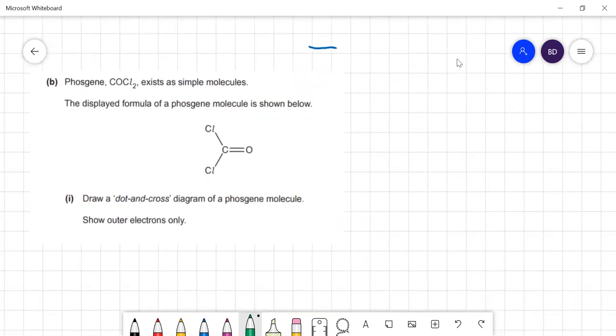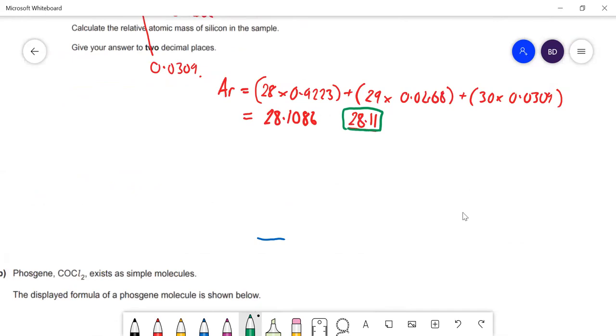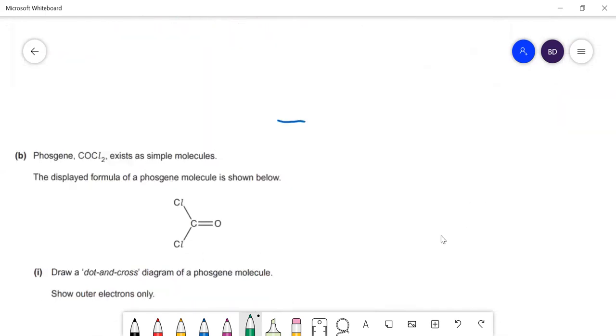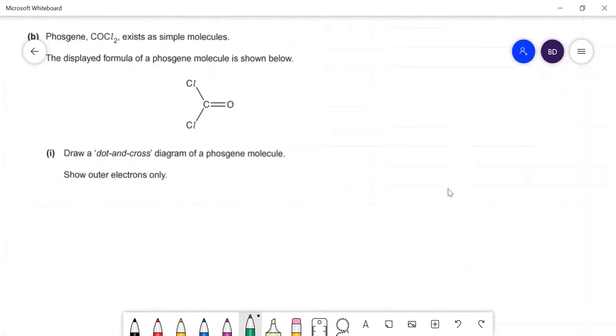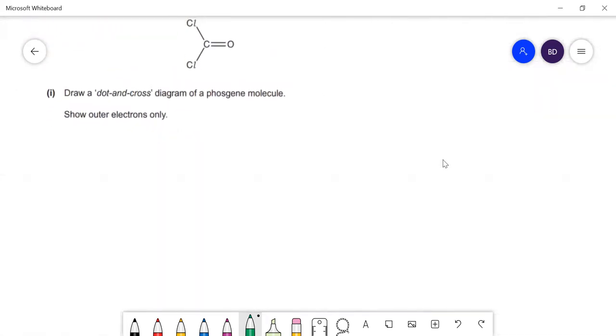Phosgene. Okay, so they've got phosgene, which exists as simple molecules, and the displayed formula is given below. We need to draw a dot cross diagram of that. Okay, so what we want is, let's draw, we've got carbon here and oxygen, and we've got two chlorines.